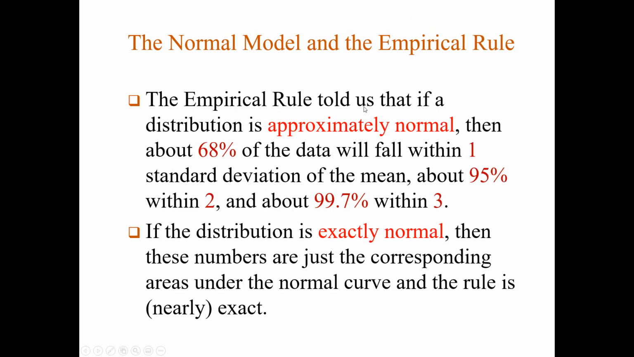So the empirical rule told us that if a distribution is approximately normal, then about 68% of the data will fall within 1 standard deviation of the mean. About 95% within 2 standard deviations, and about 99.7% within 3. If the distribution is exactly normal, then these numbers are just the corresponding areas under the normal curve, and the rule is nearly exact.